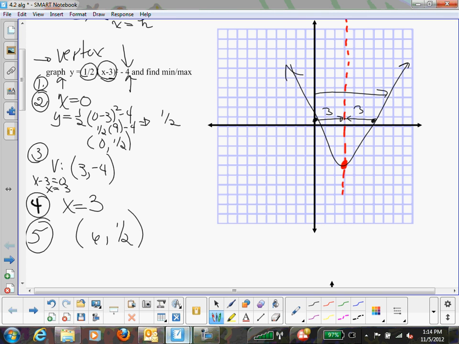Don't we always have to plot a point and its reflection? Well, we determined that 6 1/2 is in, and 0, 1/2 was our y-intercept, right? Is that better? So this is my y-intercept. That's a point. This is my vertex. That's a point. This is my reflection point. That's my third point.